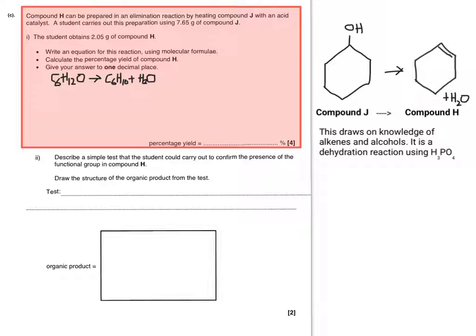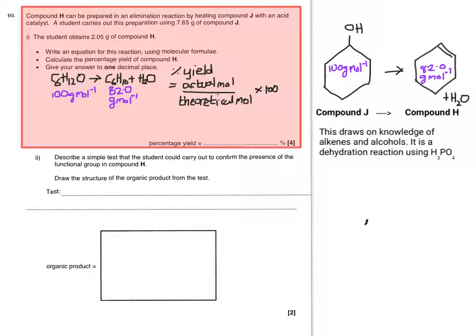So then they want the percentage yield of compound H. So that's the actual moles over the theoretical moles times 100. Now we have to work out both of those values before we can get an answer. So the way to do that, obviously, is to do mass over MR. The MRs have now been worked out as 100 grams and 82 grams per mole, respectively.